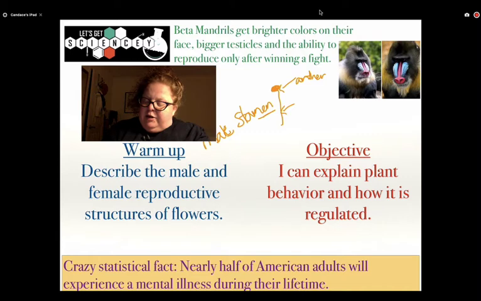And this part here is called the filament, and the filament is essentially, it holds up the anther. That's its job, is to hold up the anther.